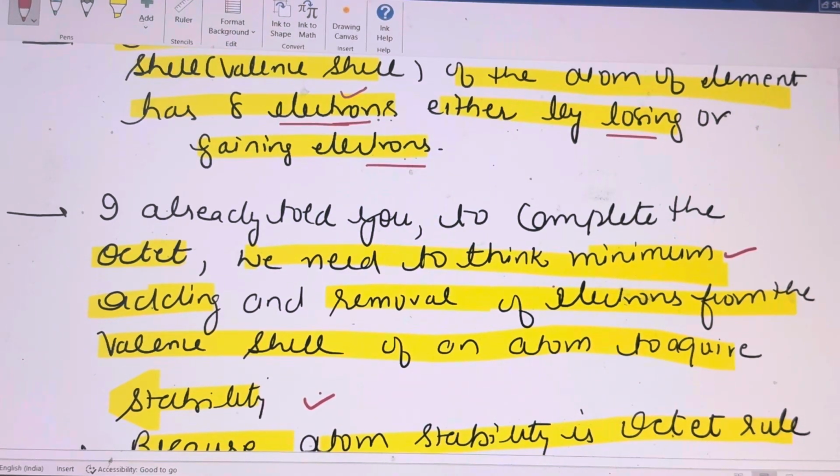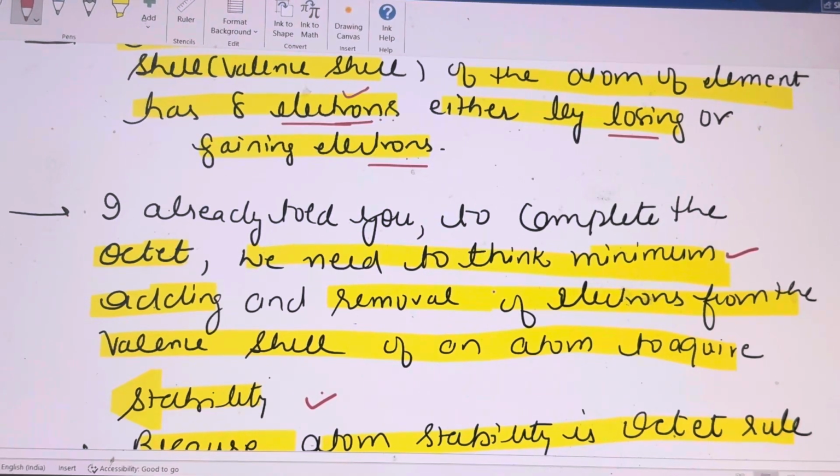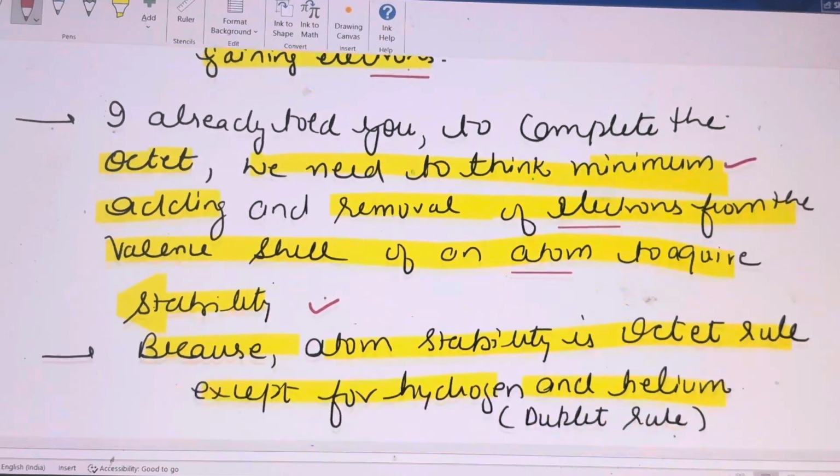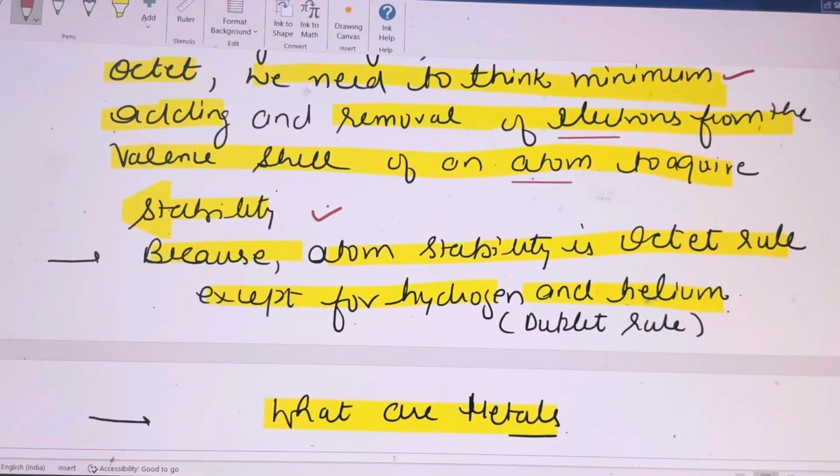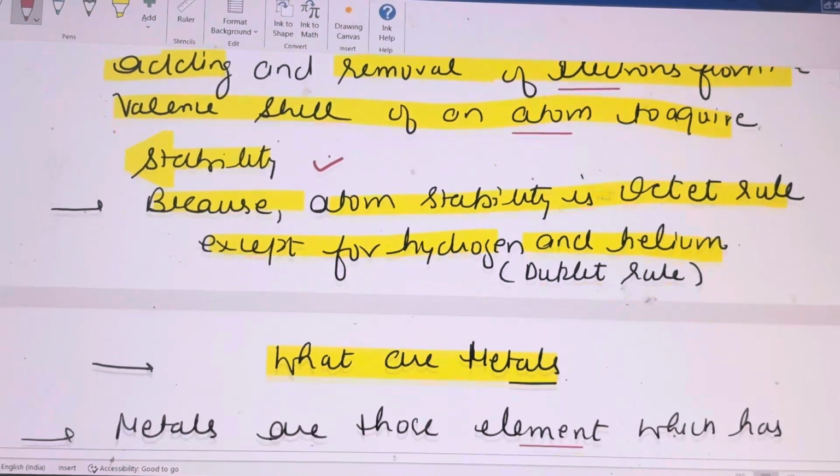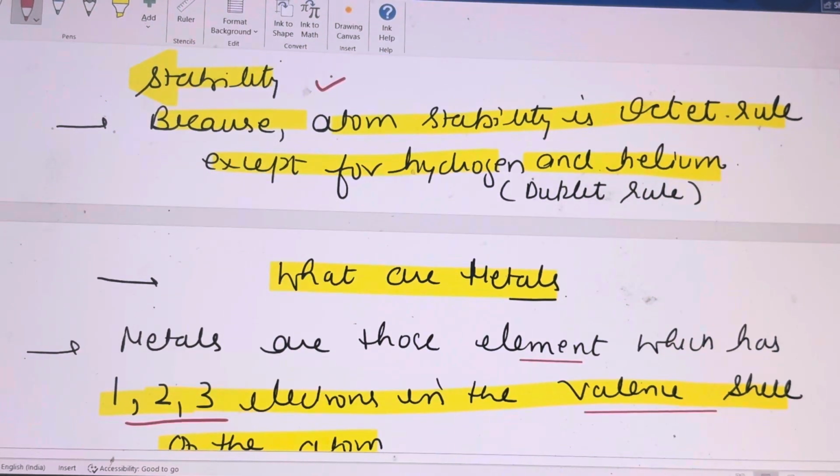And students, to complete the octet, we always need to think of minimum adding and removal of electrons from the valence shell of an atom to acquire stability, because it is easier for the atom to gain minimum and to lose minimum electrons to complete its octet. And the atom stability is the octet rule for all the elements except hydrogen and helium, which always follow the duplet rule, meaning they have 2 electrons in the valence shell.